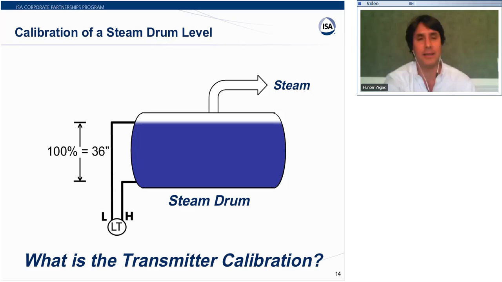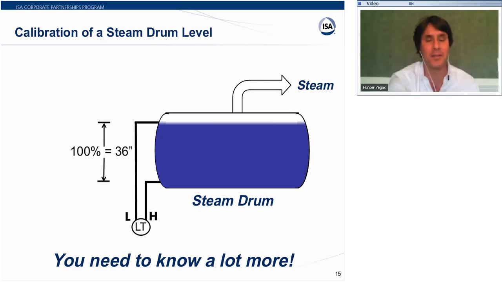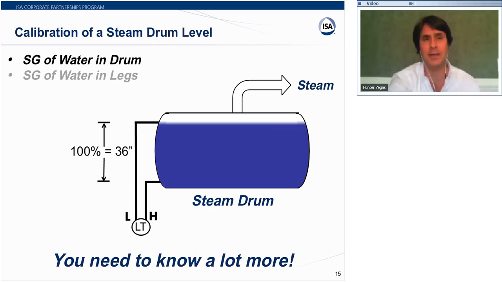Now let me ask you this. If I tell you that we've got 36 inches tap to tap in a steam drum, can you tell me what the calibration is? Of course, you guys can't answer directly, so if anyone said yes, unfortunately you're not right. You need to know a great deal more than just the tap to tap height. You need to understand the specific gravity of the water in the drum, which will depend on what the drum pressure is, which we'll discuss here in a second. You also need to know the specific gravity of the water in the legs.